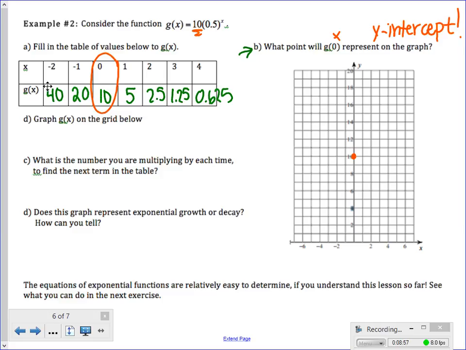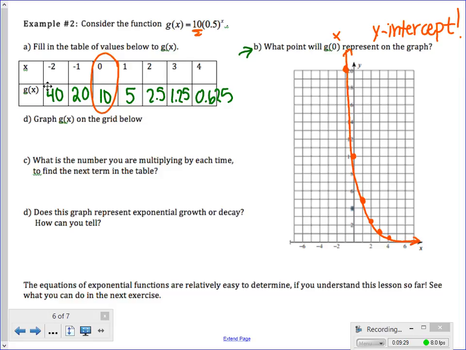All right, so let's plot the rest of the points. -2, 40 won't fit on my grid. -1, 20 will. So I'm going to plot -1, 20, 0, 10, 1, 5, 2, 2.5, 3, 1.25, 4, 0.625. So this is the same exponential that you just saw on your calculator.